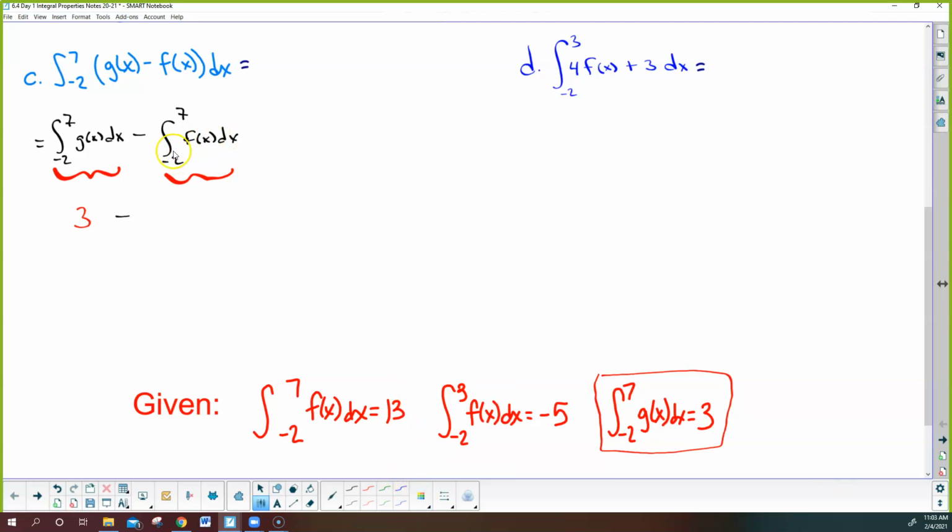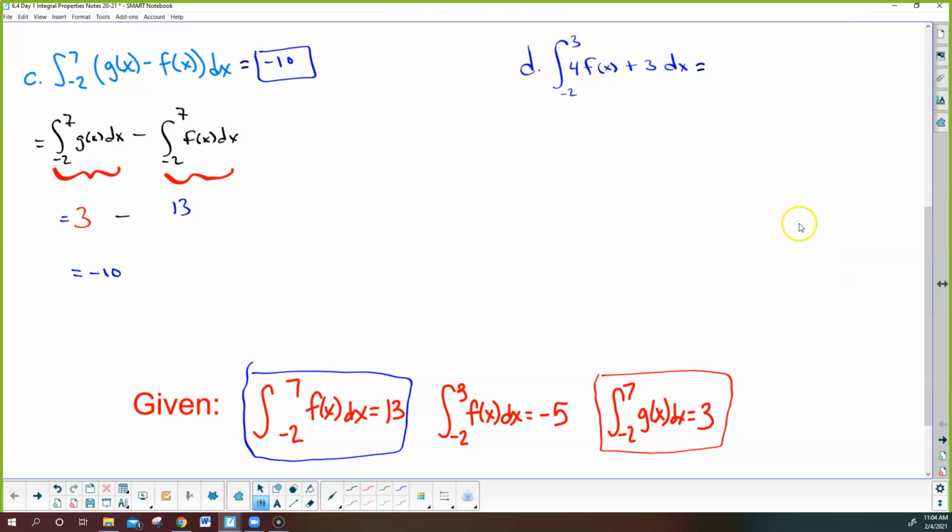What is f of x from negative 2 to 7? Well, here's negative 2 to 7. F of x is 13. So it's just substitution. And then we replace those, subtract, and we get the overall answer is negative 10. Okay, so it would be the same thing if this was addition. You can split those up using addition or subtraction.